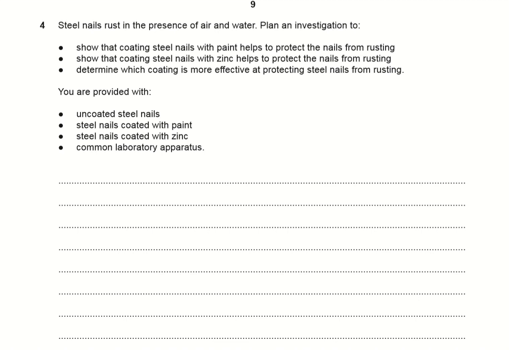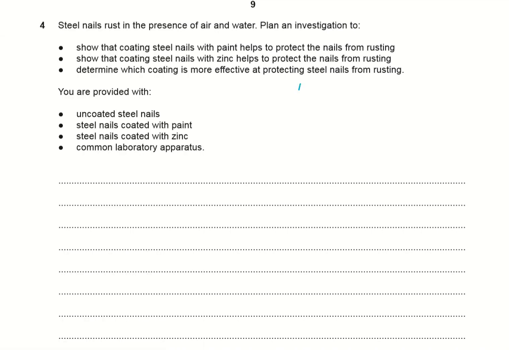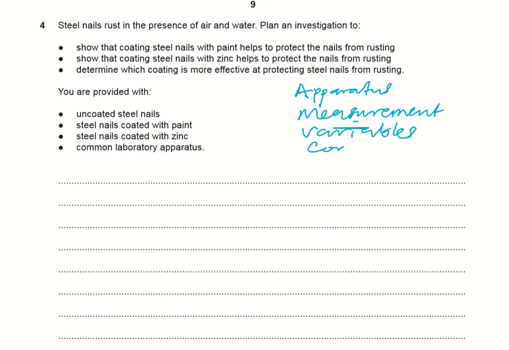So the most important thing to note when planning an experiment: the apparatus to use, what measurement to take, and what you need to vary. You need to identify your variables, which is very important, and you need just one sentence to serve as a simple conclusion. Now let's look at this question together.